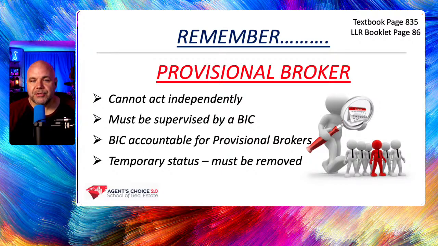As a provisional broker, if you get it, call your BIC and say, I got the big brown envelope, and your BIC might say, oh no, what did you do? Or they might say, I know you did. I got one too, because I'm just as liable as you are. What did you do wrong? If they have to ask what you did wrong, then they might be part of the problem.